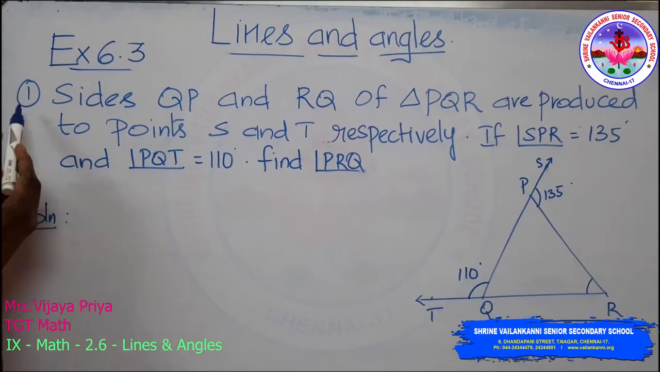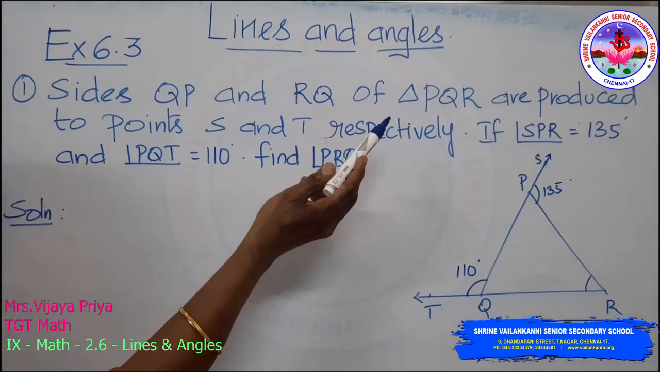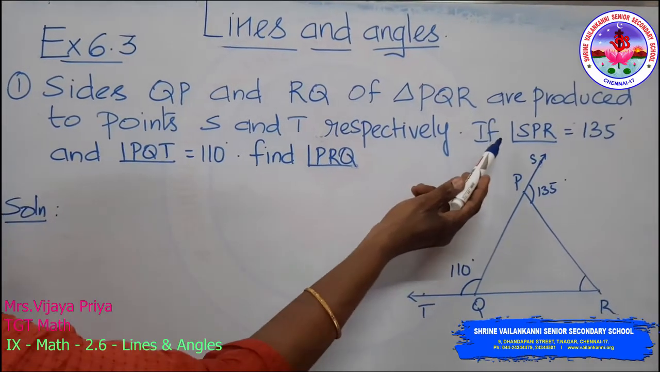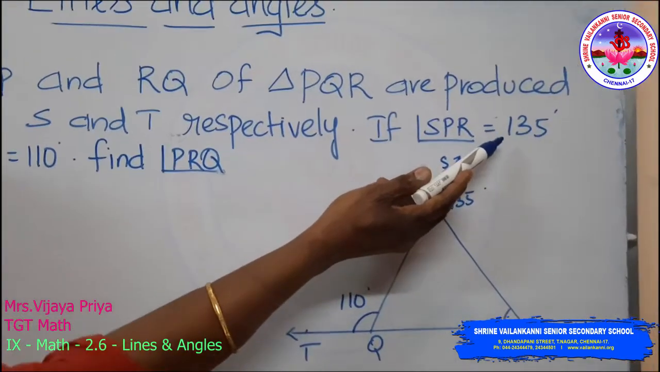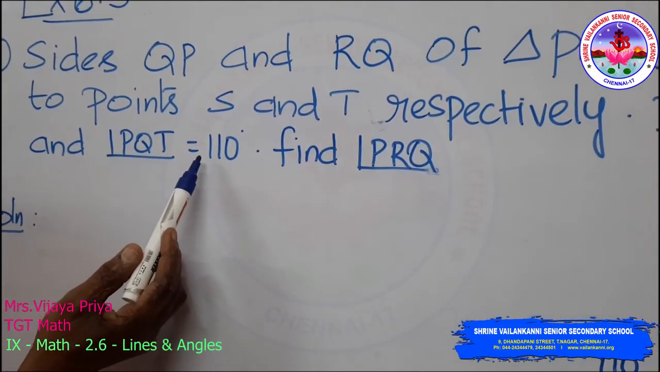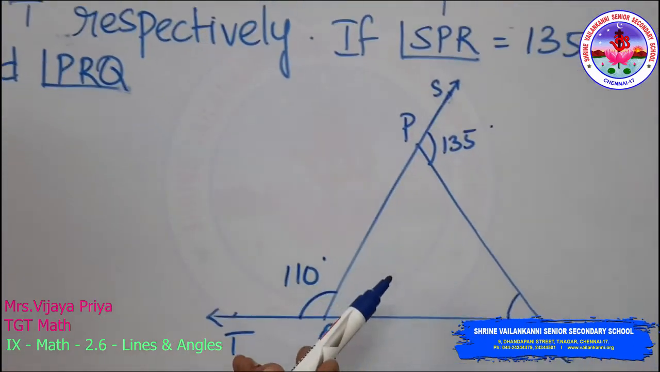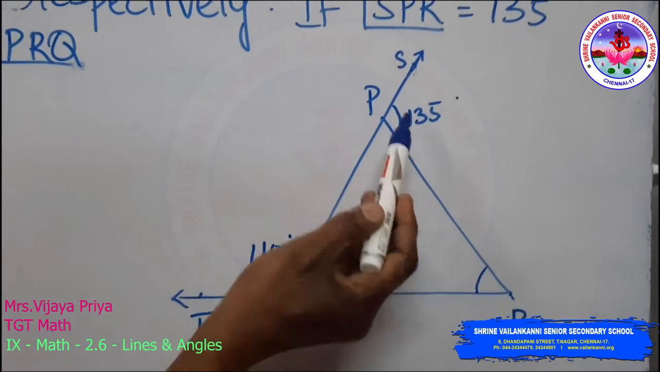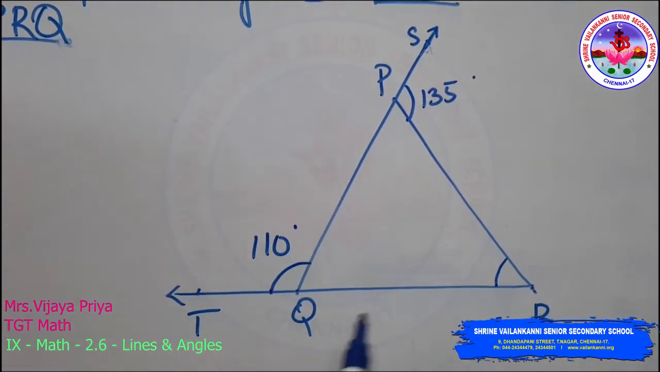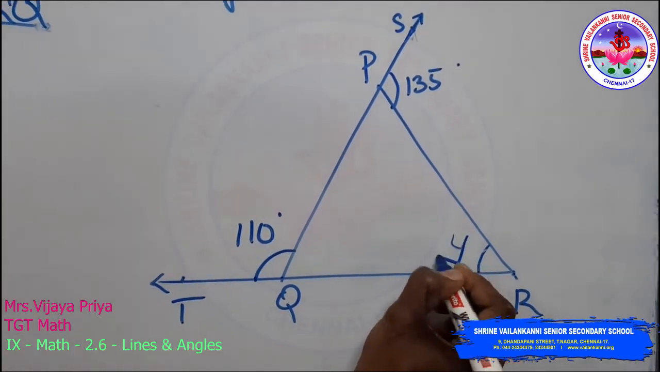The first problem: sides QP and RQ of triangle PQR are produced to points S and T respectively. If angle SPR is equal to 135 and angle PQT is equal to 110, find angle PRQ. He has given the figure where SPR is equal to 135 and PQT is equal to 110. We need to find the angle PRQ. So I am naming this angle as Y.